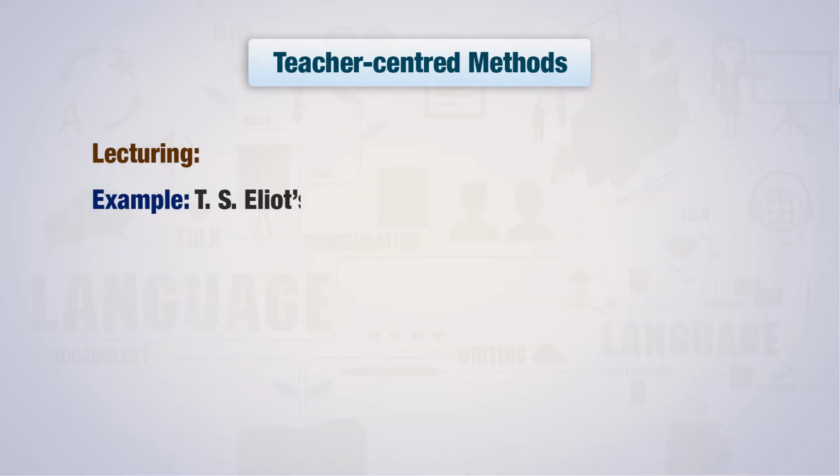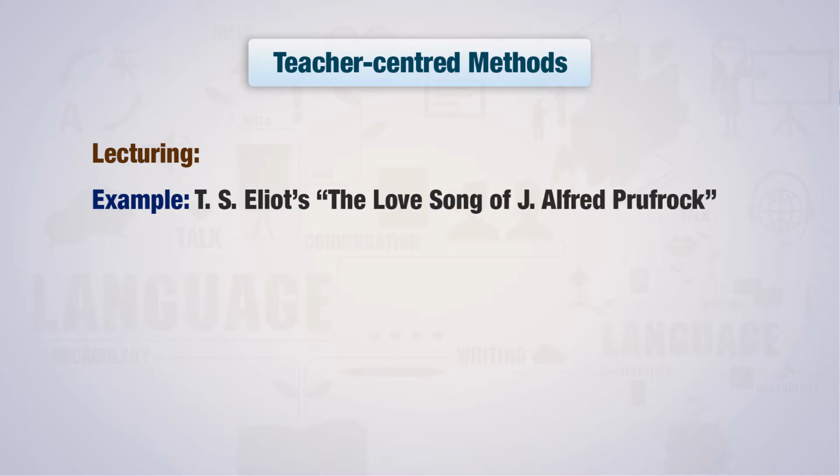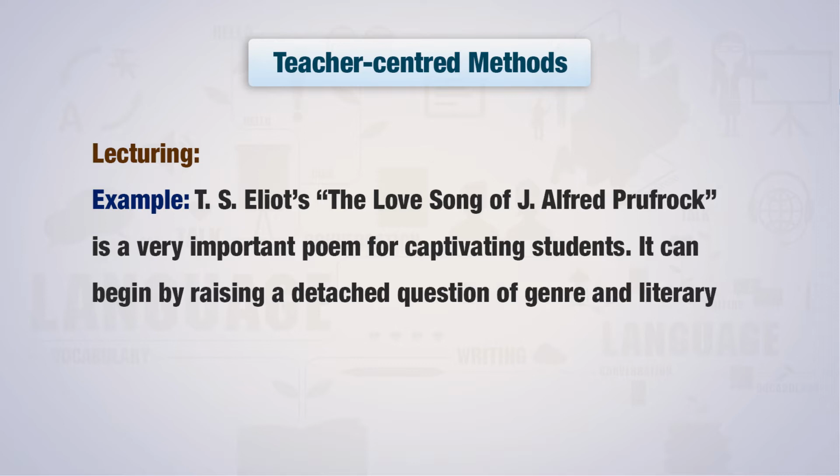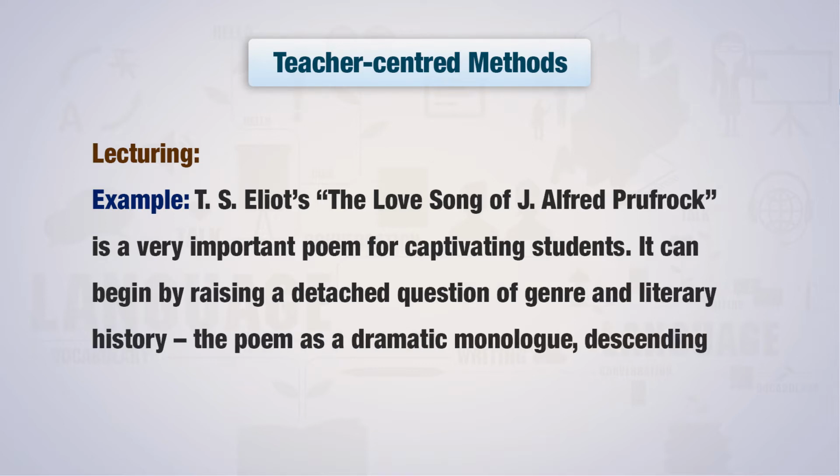For example, T.S. Eliot's The Love Song of J. Alfred Prufrock is a very important poem for captivating students. It can begin by raising a detached question of genre and literary history. The poem as a monologue, and this can be traced as descending from Robert Browning.